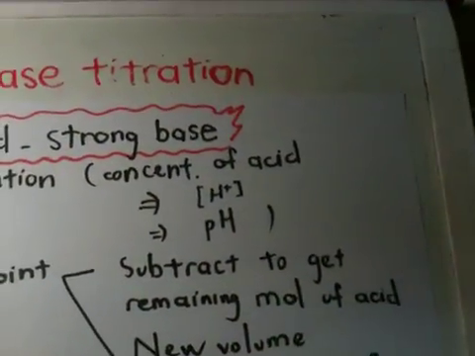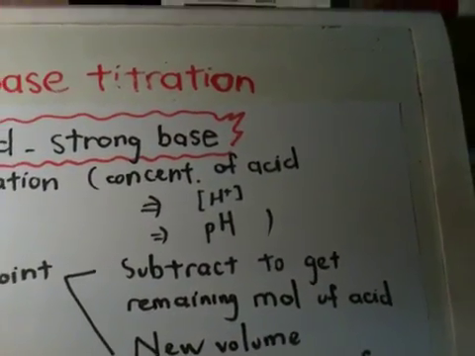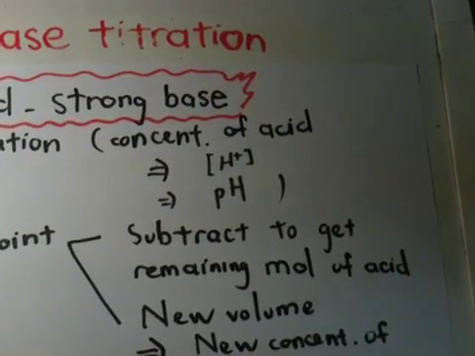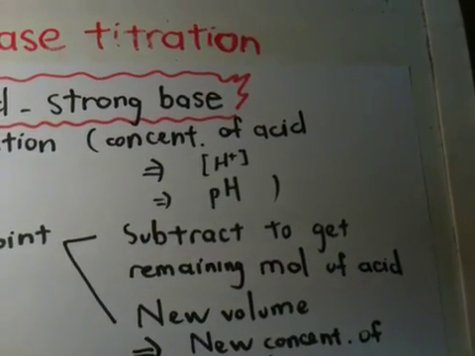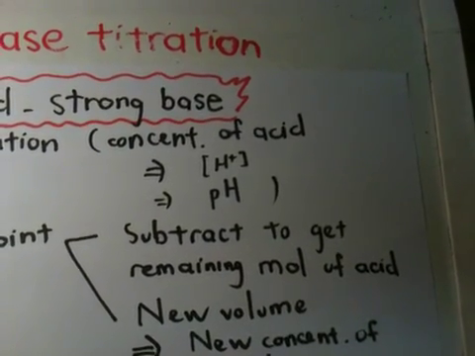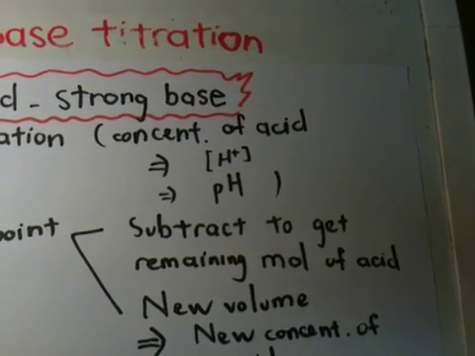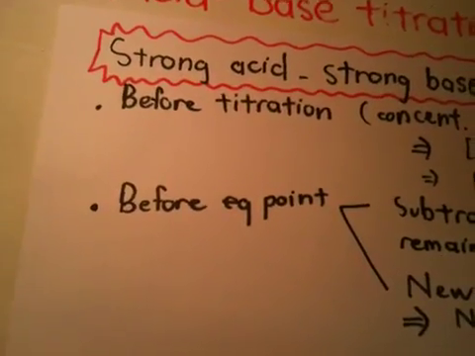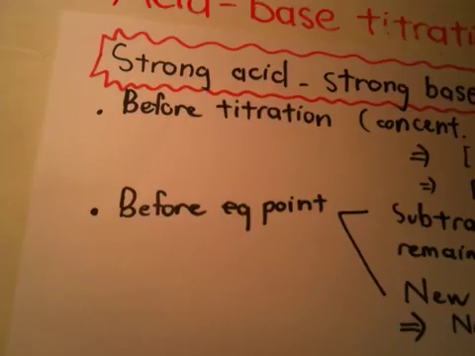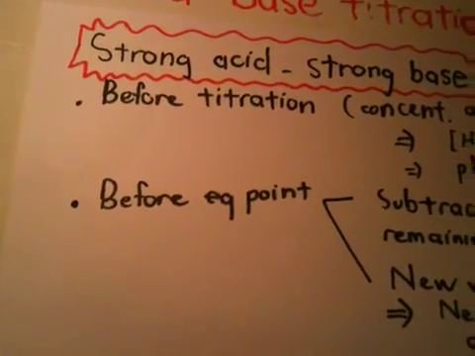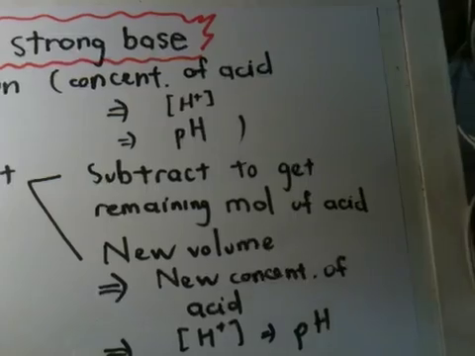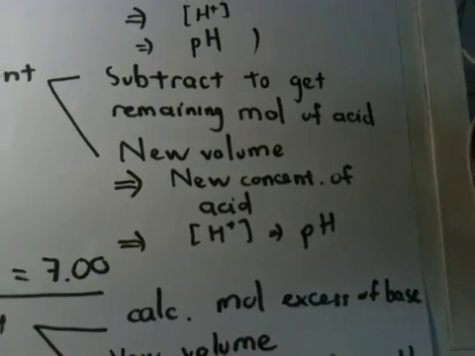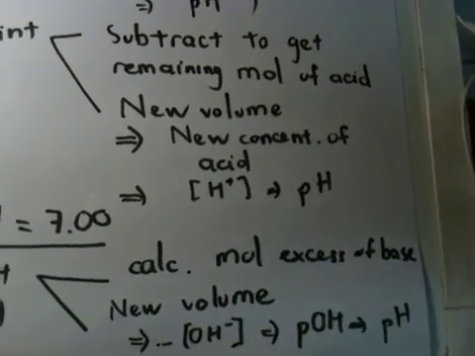Concentration problem: find the concentration of acid, or if they give it to you already, then it's great. That concentration of acid is also the concentration of hydrogen ion, which we will use in the pH definition to find the pH. Now, when some base is added but it's not going to the equivalence point yet, we subtract to get the remaining moles of acid, find a new volume, find a new concentration of acid, and that will get you to the pH.